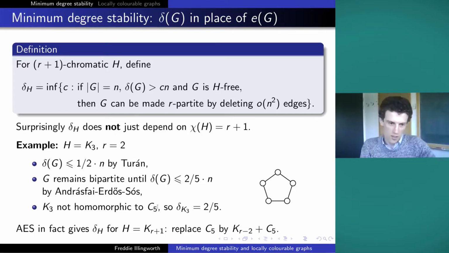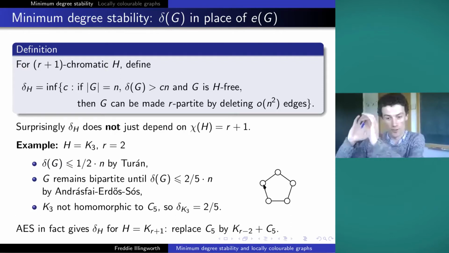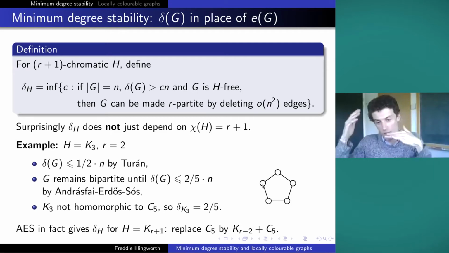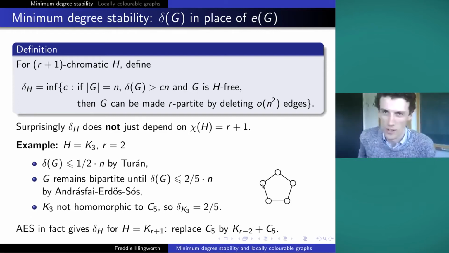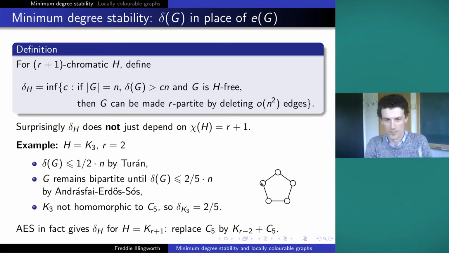This is a special case of a result of Andrásfai, Erdős and Sós from the early 70s, and they effectively gave delta H for any clique. What you want is to take a 5-cycle and join it to a sufficiently large clique. One of the ideas I want to get across is that in these problems the graphs are what matter; the numbers just follow from the graphs. Once you've worked out what graphs you think are the ones where the threshold changes, that's a lot of the work, because at least you can start the proof. If you don't know what graphs you're aiming for, it becomes almost impossible to guess what the answer should be.